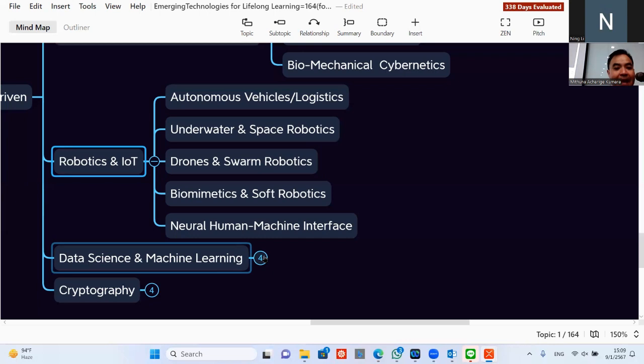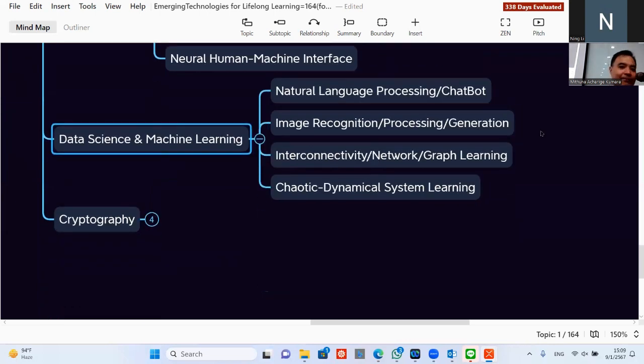And of course, my big area. This is where I live. Basically, this is in the area of data science and machine learning. Of course, we have natural language processing. This chatbot is a big thing, right? We'll be using that a lot. And then on the image side, image recognition, image processing, generation.